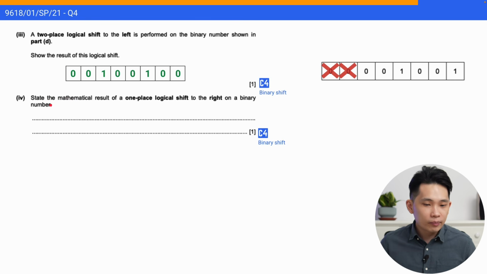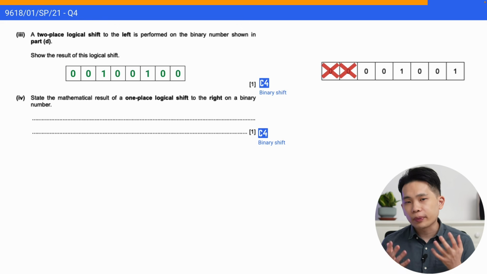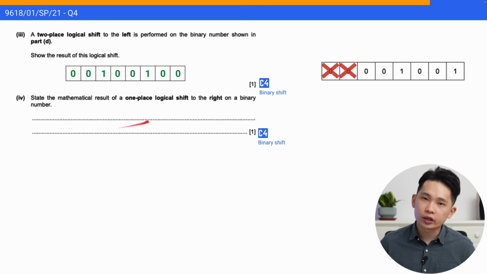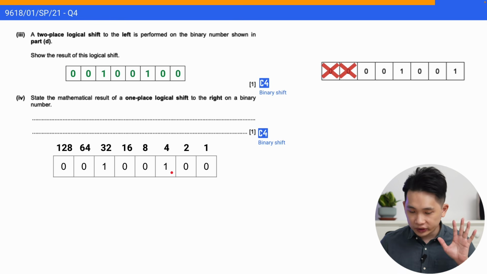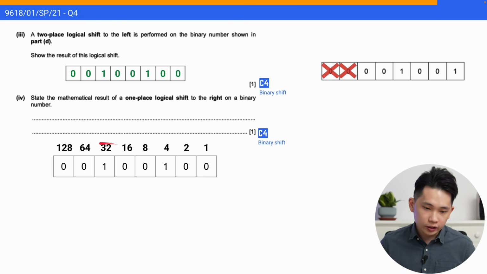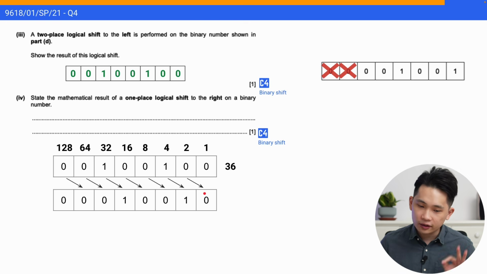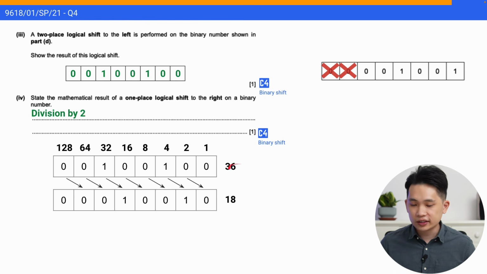And then state the mathematical result of a 1-place logical shift to the right on a binary number. So this question is basically asking what happens when you shift the bits by 1 to the right. Let's take the result from the above and do some shifting. Based on the result, the resulting number will be 36 because 32 plus 4 is equal to 36. And if we shift everything to the right by 1 place, we will get 18. Why 18? Because 16 plus 2 is 18. So the final answer will be division by 2 because 36 becomes 18.